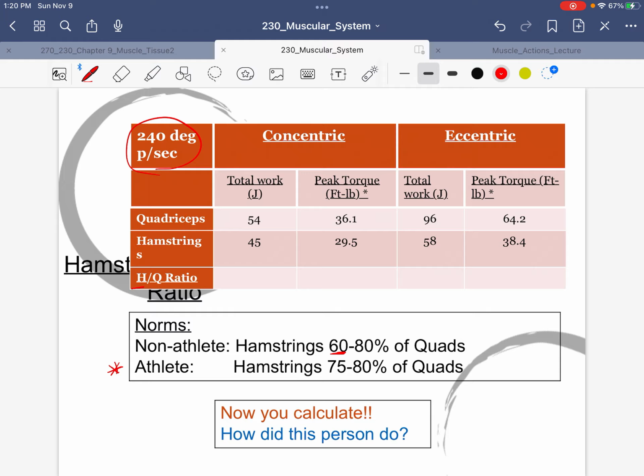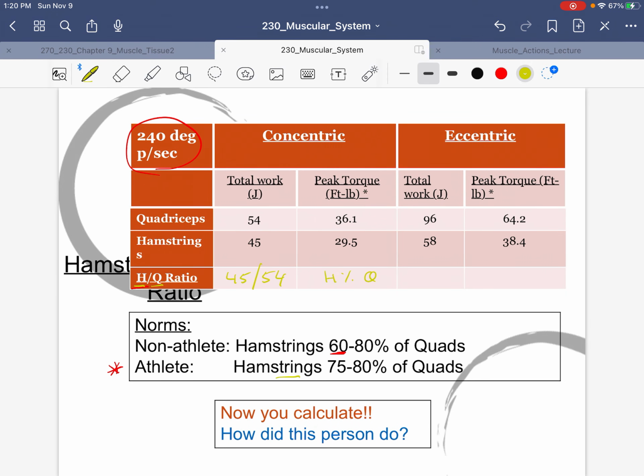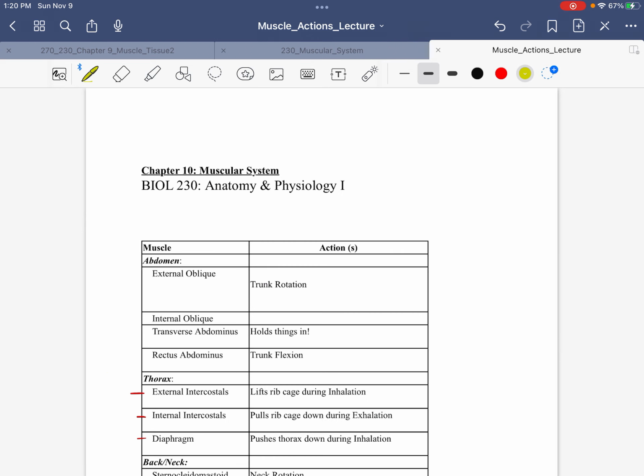You divide. So we want to divide hamstrings into quads. So I would do 45 divided by 54. Hamstrings divided by quads. And see how they did. Were their hamstrings this percentage? Pretty cool. All right. I'm going to end there. But please study, study, study. Make sure you start memorizing those actions. All right. See you next time.